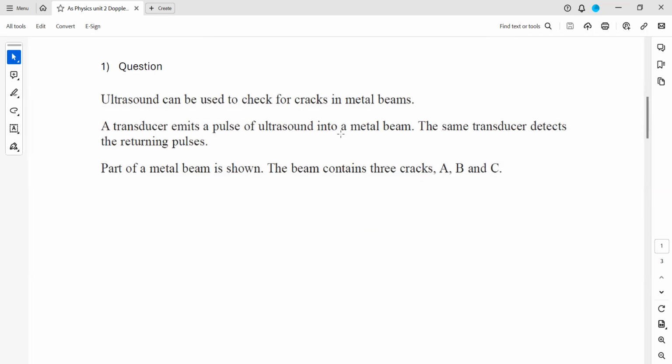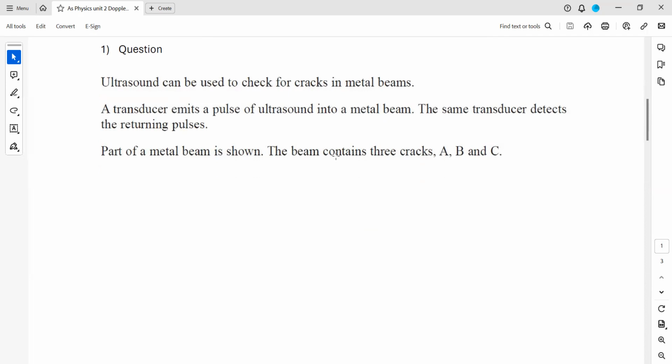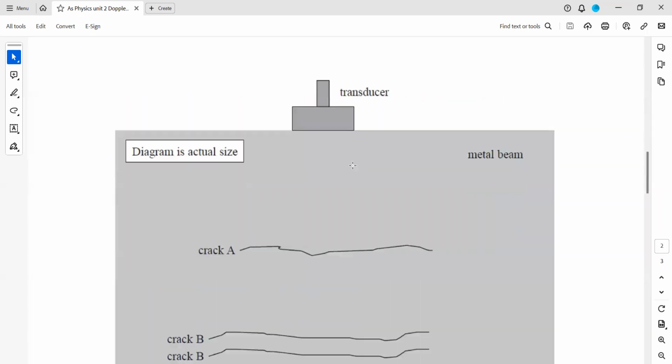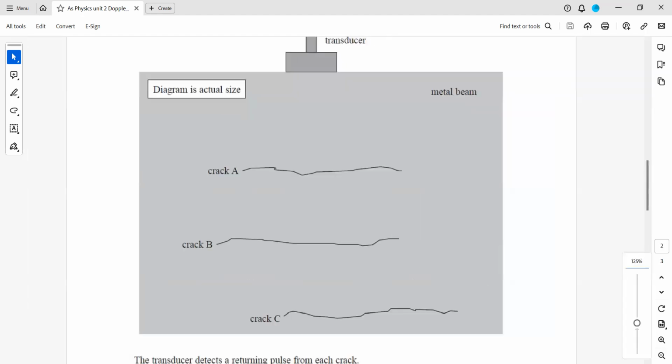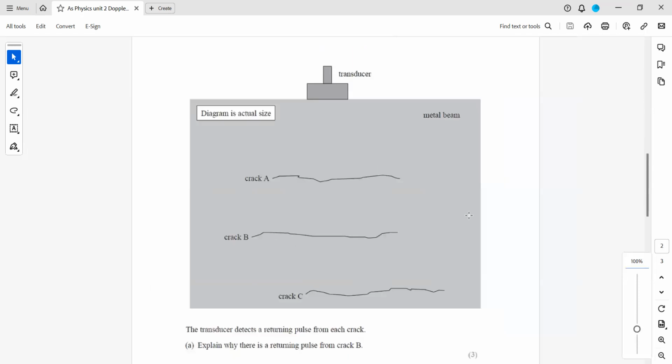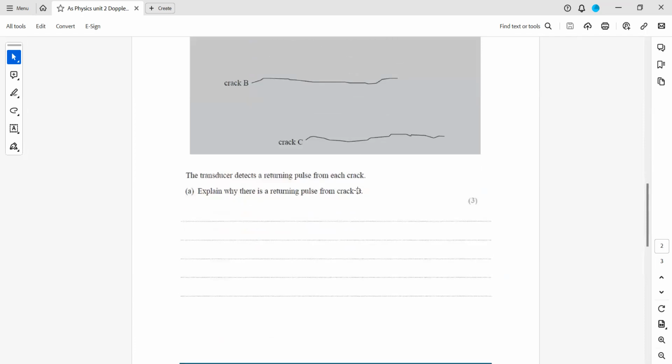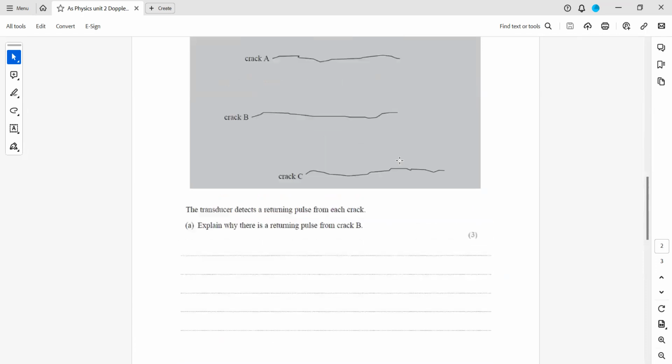A part of a metal beam is shown, and the beam contains three cracks, A, B, and C. So three cracks are there. The diagram is the actual size. So when they say actual size, it means you have to measure the length from this figure. The transducer detects the returning pulses from each crack. Explain why there is a returning pulse from crack B.